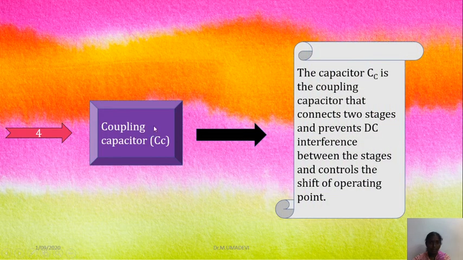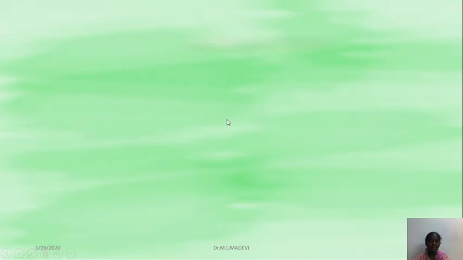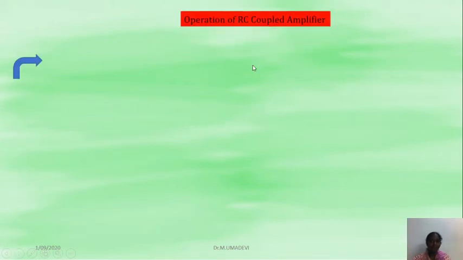So what this coupling capacitor will do means that it will couple the first stage and second stage of the amplifier, and also it prevents DC interference between the stages and controls the shift of the operating point. That is the main function of this coupling capacitor. So next, we'll see the operation of the RC coupled amplifier in detail.